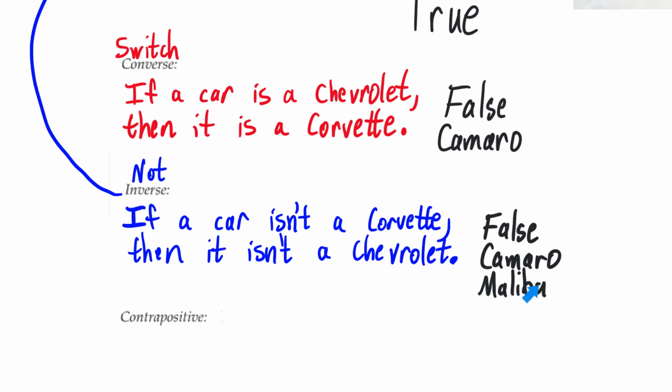Okay, because think about it. A Malibu is not a Corvette, right? So it does fit into that, but a Malibu is a Chevrolet, okay? This is saying if it's not a Corvette that it cannot be a Chevrolet, but the Malibu shows that to be false. Now the last one is the contrapositive.